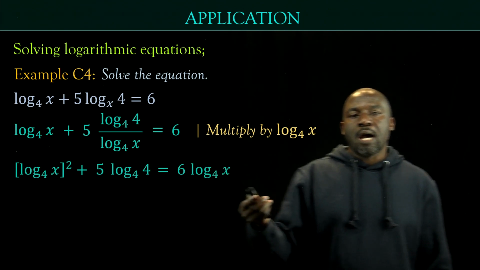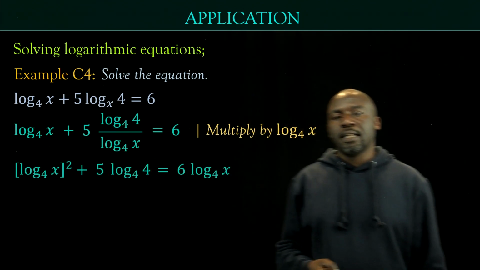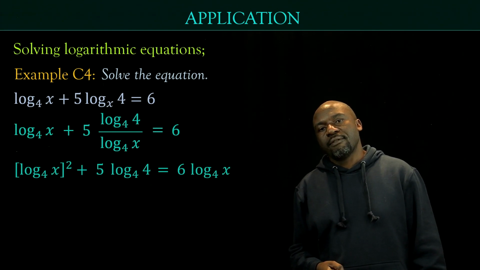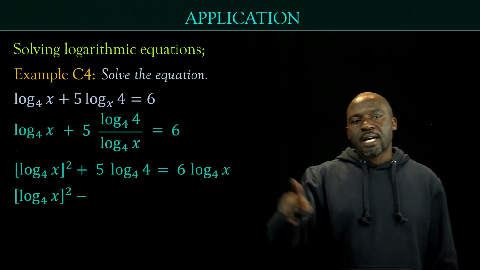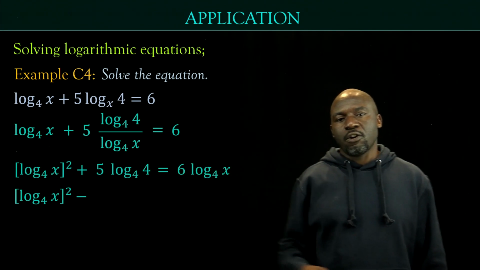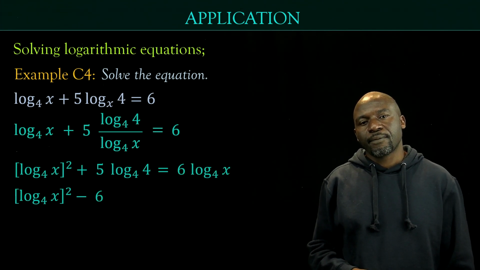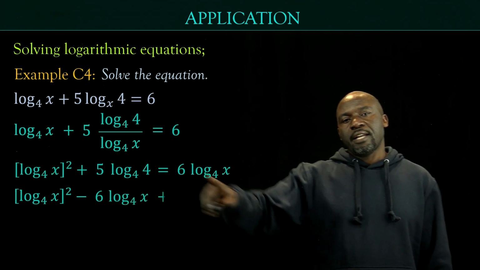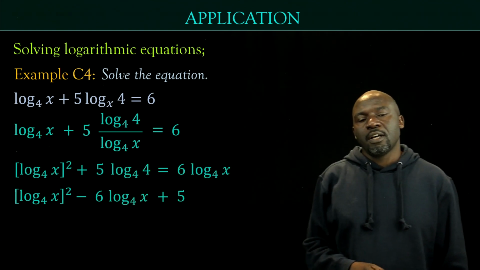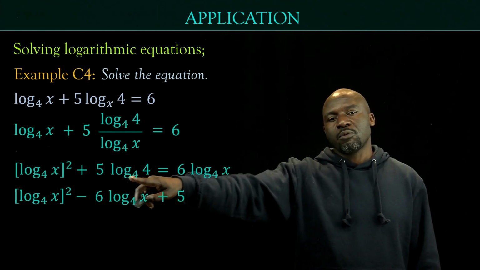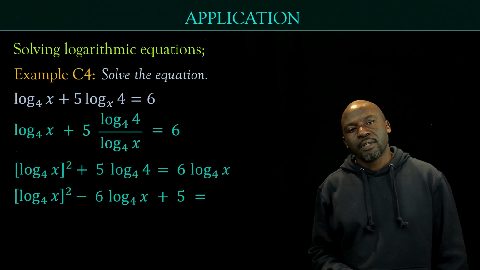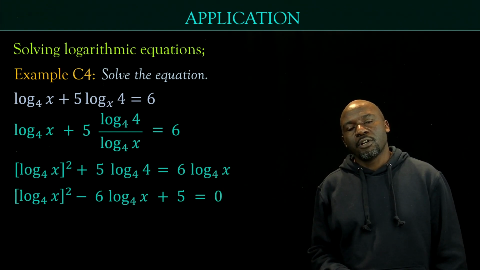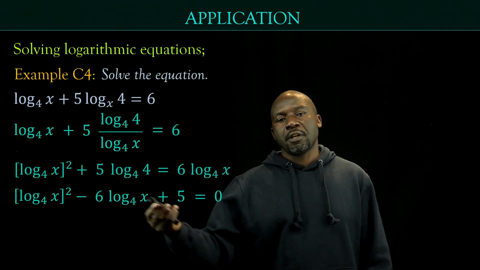All right, I will move everything to the other side. If I do so, then I have log to base 4 of x squared minus 6 log to base 4 of x, and then plus 5, because log to base 4 of 4 is 1, and this must be equal to 0. Now when you look at this, you should notice that this is in fact a quadratic equation.